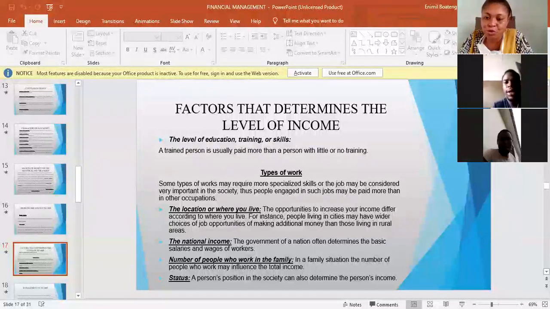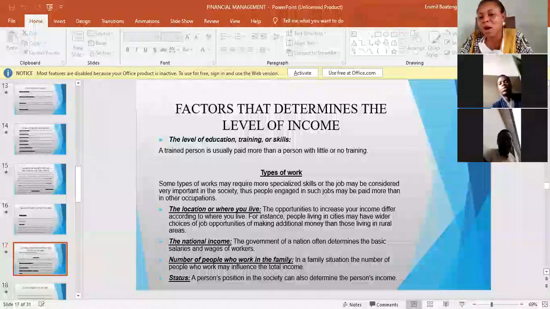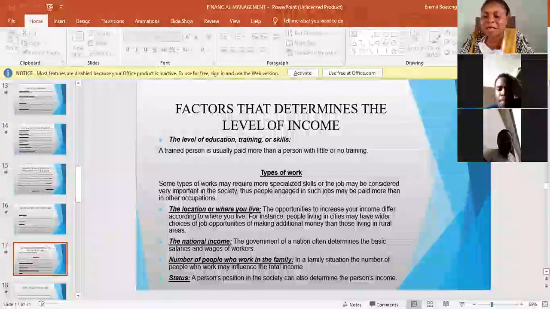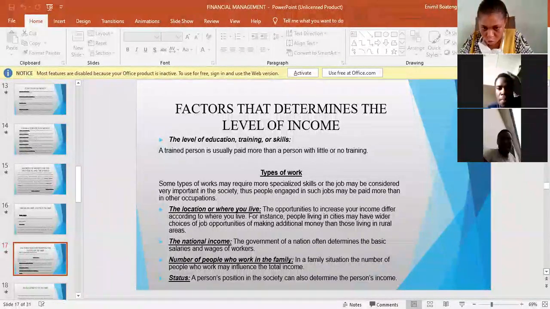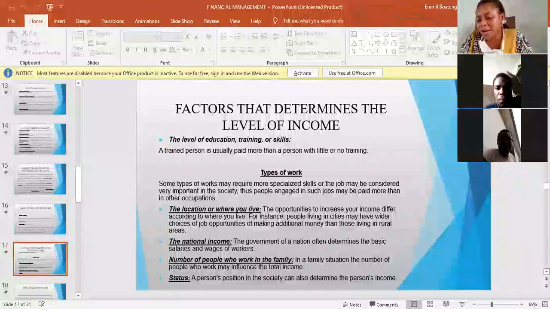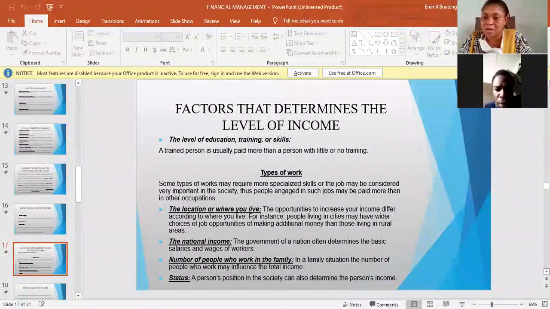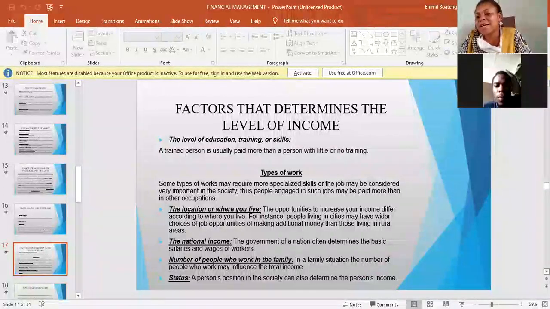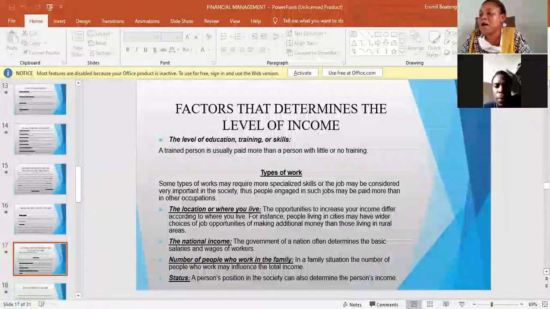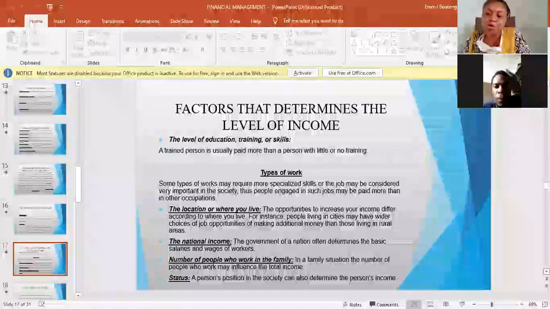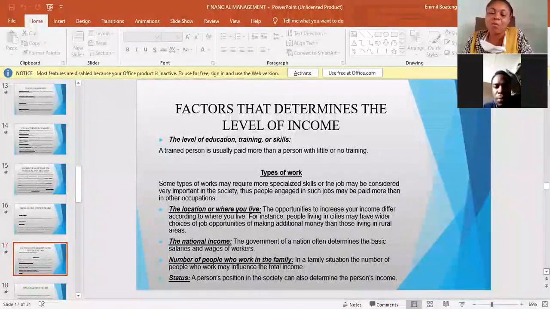Then the location, or where you live. Now, the opportunities to increase your income will differ according to where you live. For example, people living in the cities will have a wider choice of job opportunities and can make additional monies than those living in the rural areas. If somebody lives in a rural area and is a peasant farmer, just small scale farming, and then somebody lives in the city, there are a lot of nurses who have shops that, on the days they are off duty, they go and work in their own shops. So because they are in the cities, they have more avenues to earn additional income.